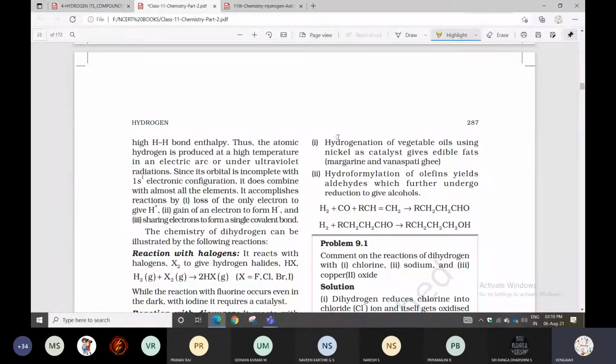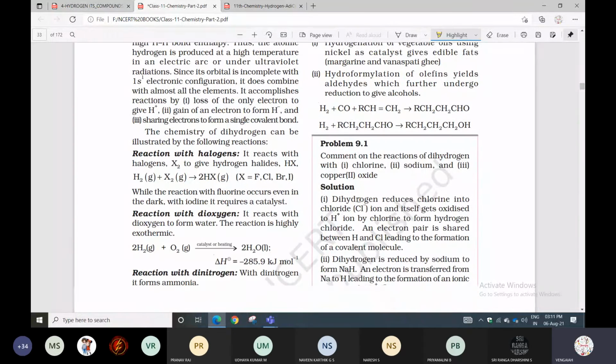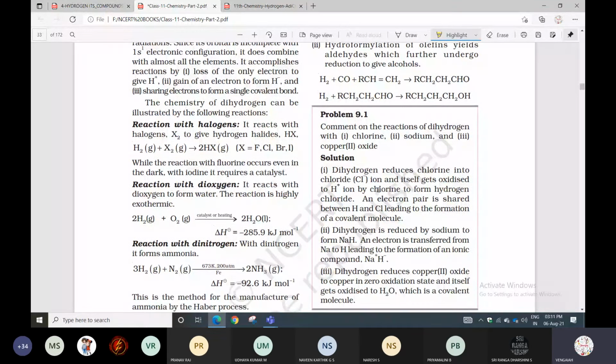Uses of dihydrogen. What are the uses of dihydrogen? Dihydrogen reduces chlorine into chloride ion and itself gets oxidized. It gives H plus ion. Next, an electron pair is shared between chlorine and hydrogen to form a covalent bond. Dihydrogen is reduced by sodium to form hydride NaH.